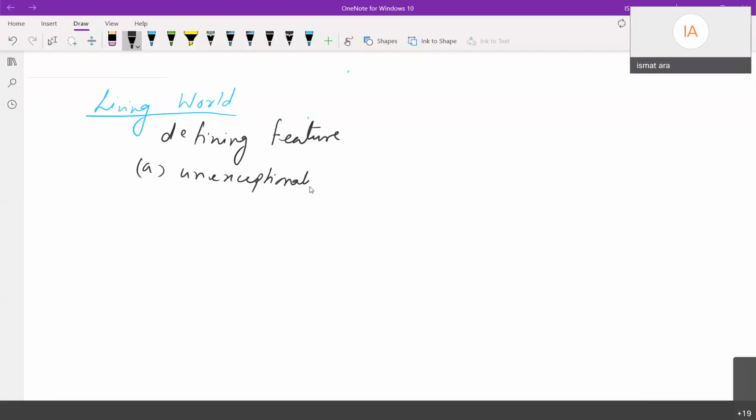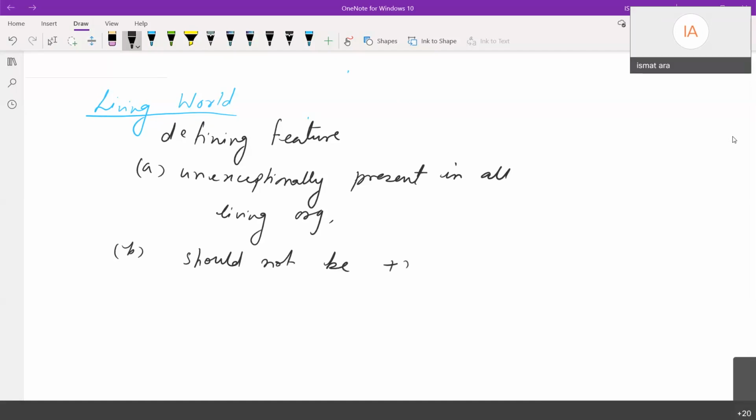First thing, students: unexceptionally, it should be present in all living organisms. This is one criterion, all living organisms. The second criterion is that it should not be present in non-living organisms. Now, these are the two criteria for a defining feature.